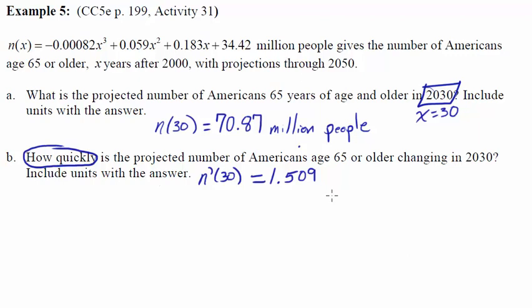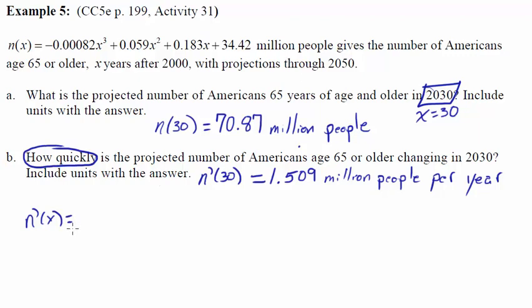All right, and now I need some units. So my units here would be million people per, what is my input? My input is x years. So this is million people per year. All right. Now, hopefully, if we took the derivative by hand and plugged in 30, we would get the same answer. So let's see if we can do it that way and hopefully confirm what the calculator has told us. So first, I'm going to find the algebraic derivative that will work anywhere on that function.